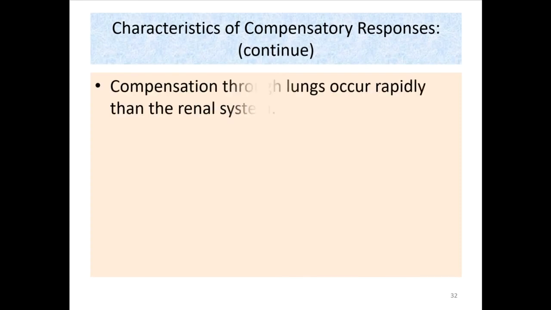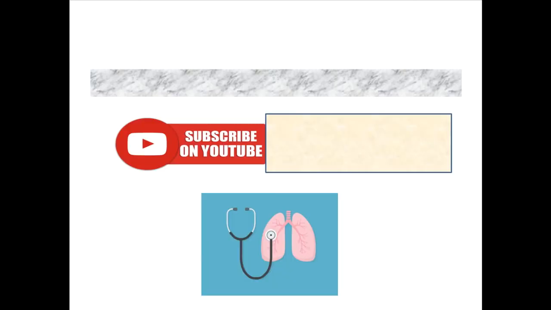Characteristics of compensatory responses, continued. Compensation through the lungs occurs more rapidly than through the renal system.